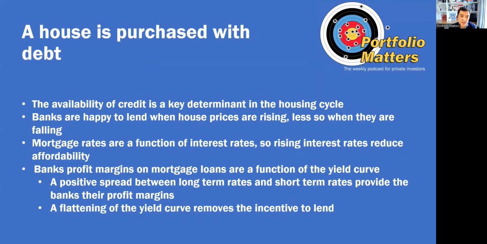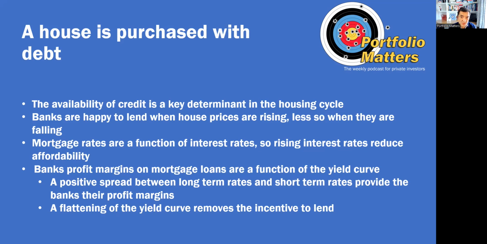Also, houses are purchased with debt, and debt in the form of bank loans. So credit affordability is a key determinant of the housing cycle. And banks prefer to extend mortgage loans when house prices are rising, and they anticipate further rises in the future because that gives them good collateral on their loans. When house prices start falling, then that incentive disappears, and you'll find that banks tend to step back from the mortgage market.